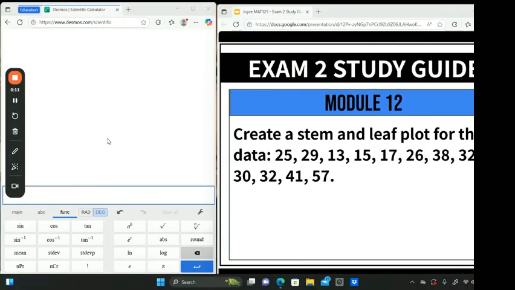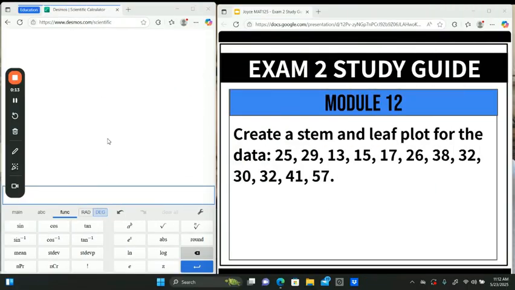It says create a stem and leaf plot for the data. Okay, so the most helpful thing to do when creating a stem and leaf plot is to first order your data from smallest to greatest. So let's start doing that here. We've got 13, 15, 17, and again, this is not necessary, it's just helpful.